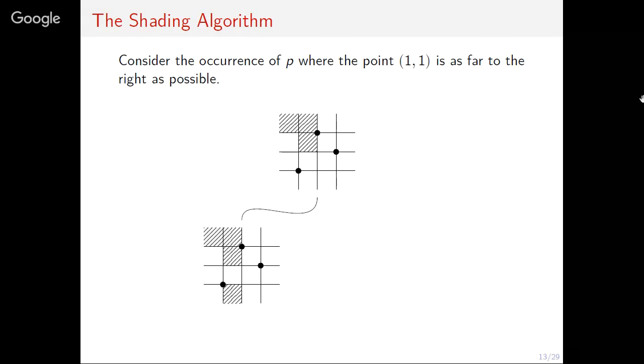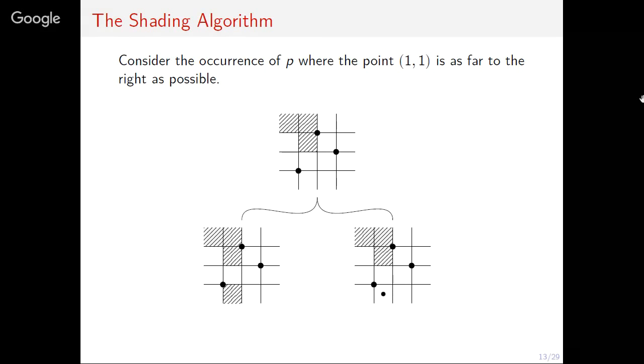So if you think about the box 1, 0, it's either empty, that is, the area in the permutations corresponding to this box is either empty, and then we could basically say that the occurrence of this pattern P is actually an occurrence of this pattern here. Or it actually does contain a point.